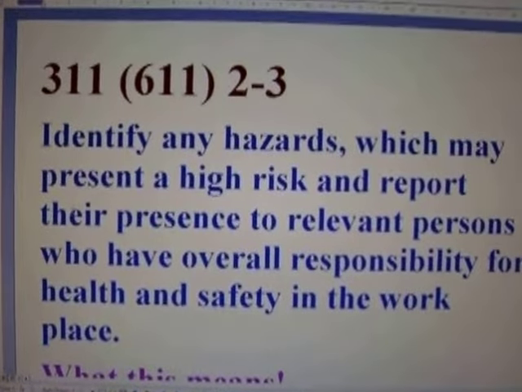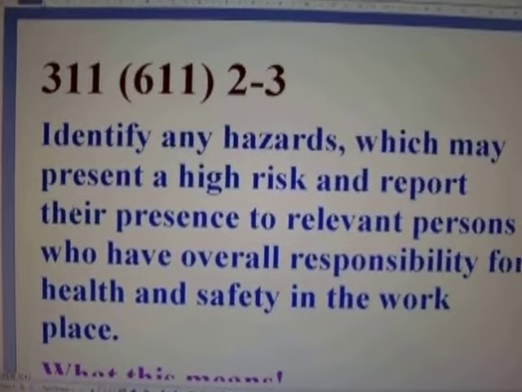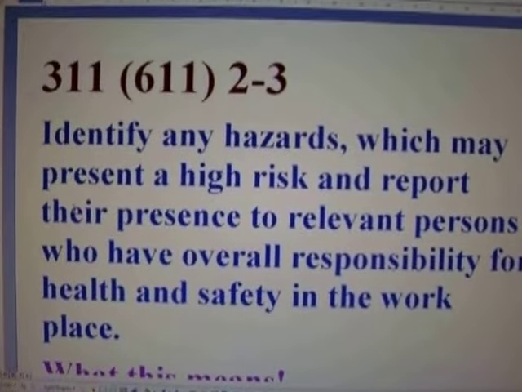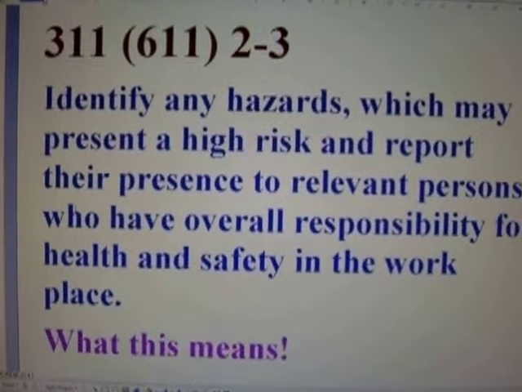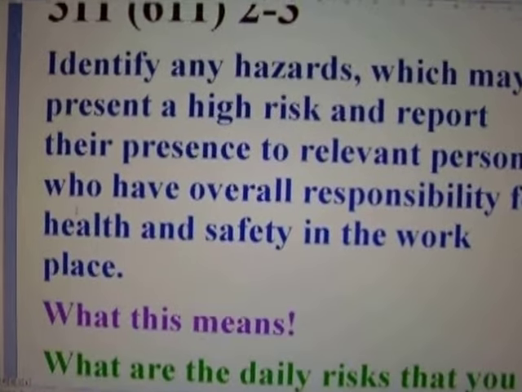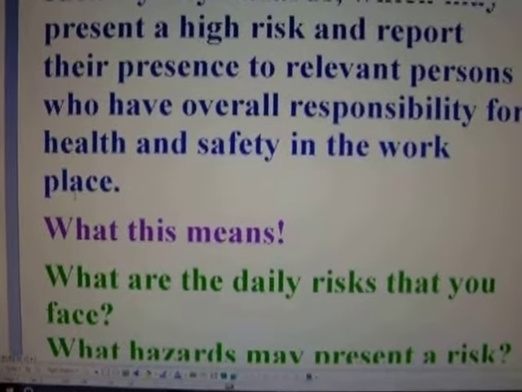So all we're looking at here now is identify any hazards which may present a high risk and report their presence to relevant persons. Now again, here you can read this for yourselves. You do not need me to read this to you. Okay?